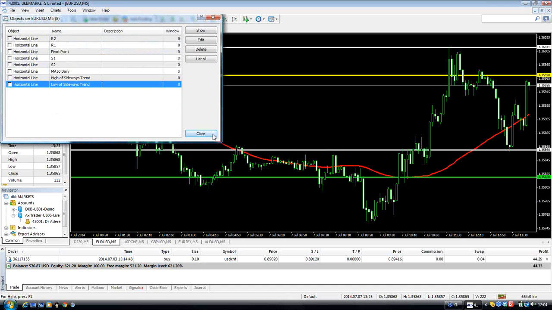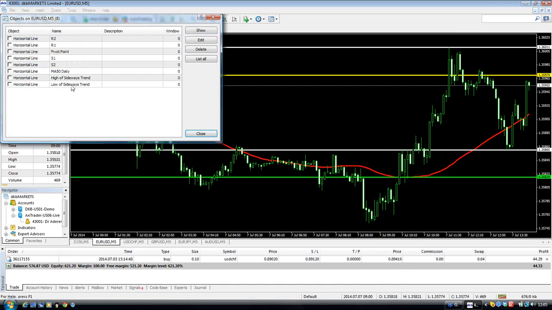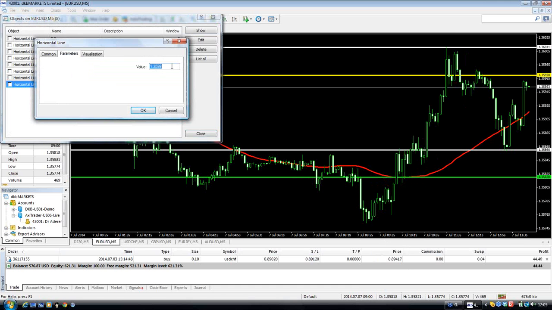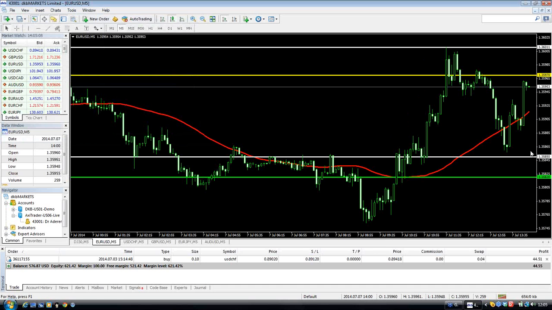Oops, I got it wrong there. Sorry, what's the low there? It's 1.3586. Oh, sorry, that's the close. The low there is 1.3585. Okay, so that's the low and that's the high of the sideways trend.